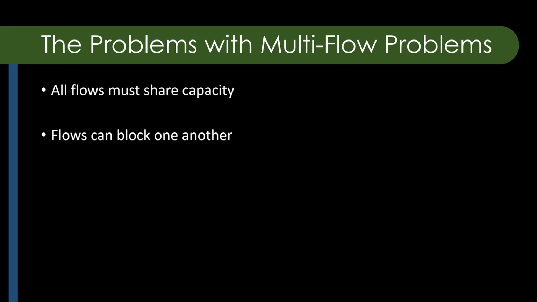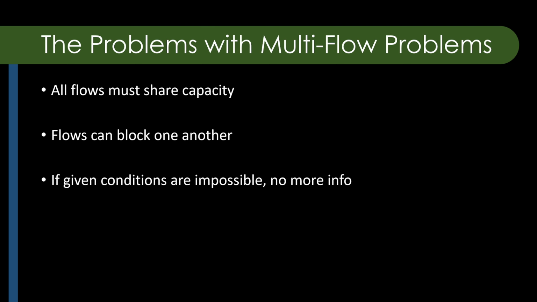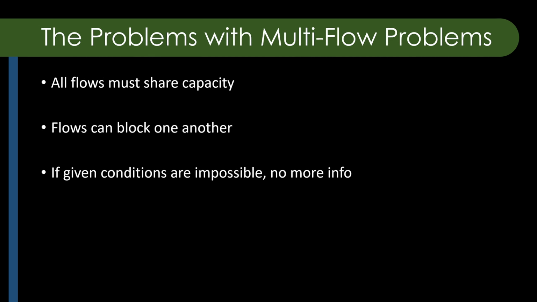Now, there are some existing techniques, but there's a restriction on them. What you can do is tell them, I want this flow to be this value, this flow to be this value, this flow to be this value. And it can tell you, yes, here's a thing that does that, or no, there isn't. And if it gives you no, it doesn't give you any information about how close you are. So it would be nice if we could get some more information.